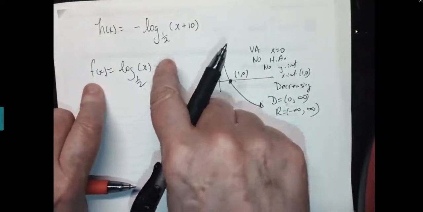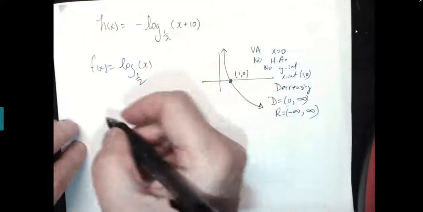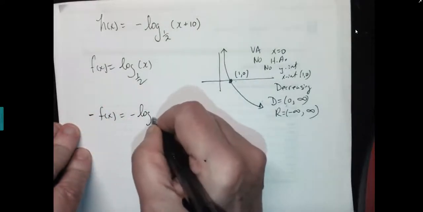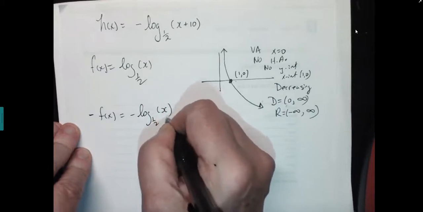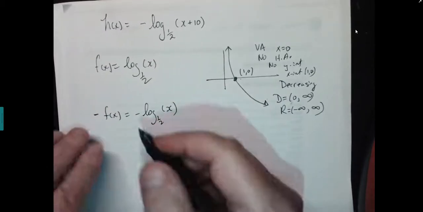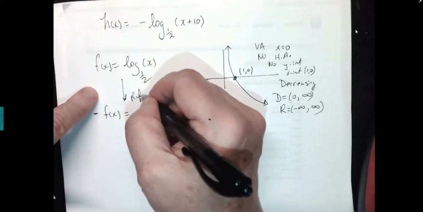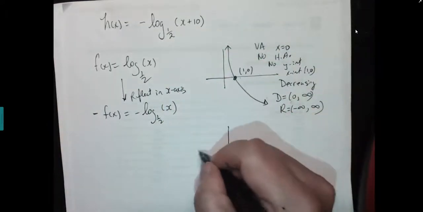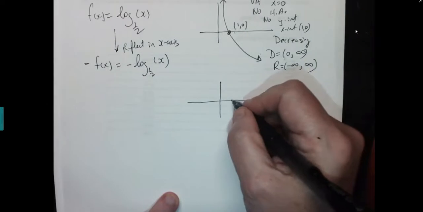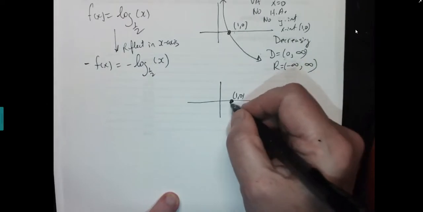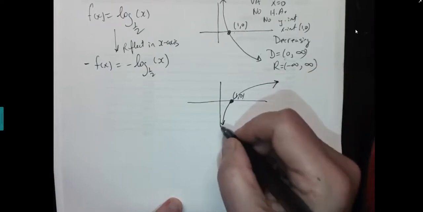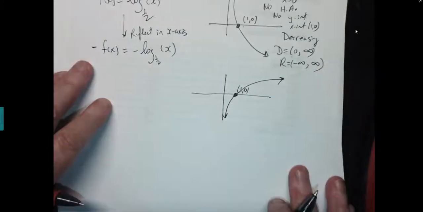All right, the next thing I might do is just negate the front there. Now what happens when you negate out the front? Well, I'm going to reflect it in the x-axis. So I'm going to take this and reflect it in the x-axis. So that's not going to go anywhere. And this is what I get for the graph of that.